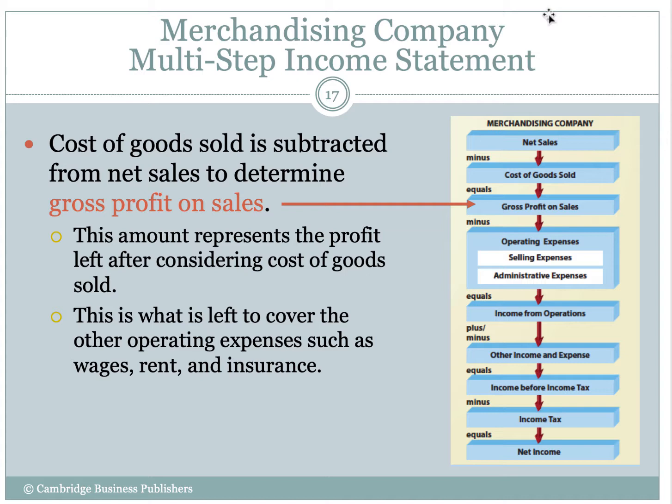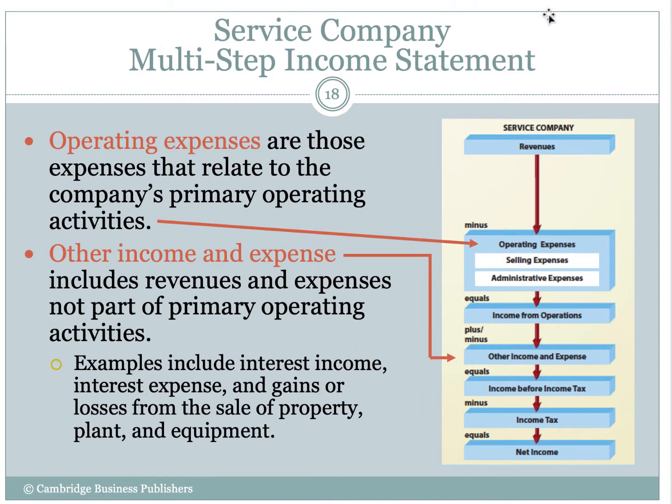We got to pay wages. We got to pay rent. We got to pay insurance. We have supplies expense. We have insurance expense, right? Those are our operating expenses. Okay. So once we deduct out our operating expenses, we have what we call income from operations, okay? So income from operations is basically the income that we've earned from operating, right?